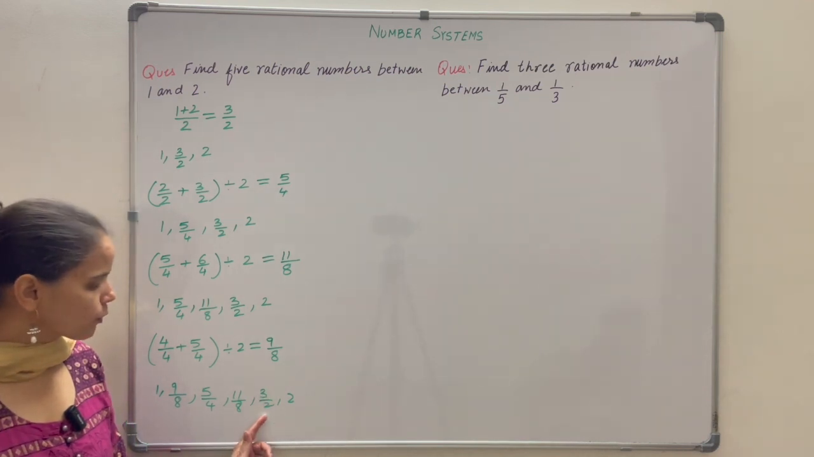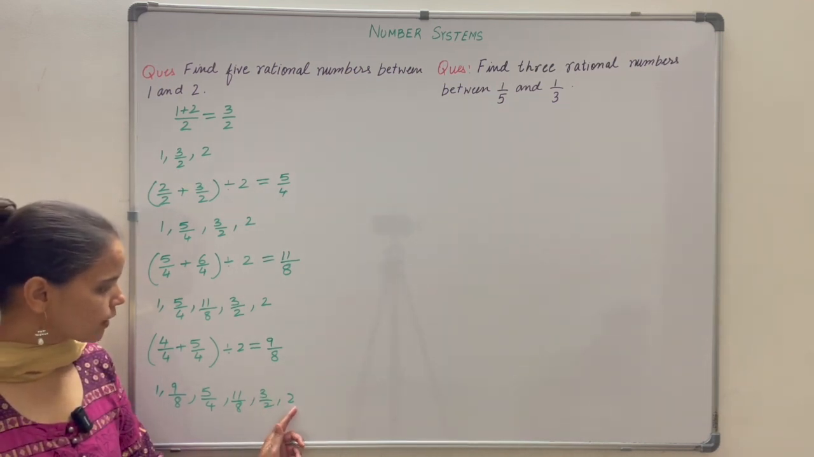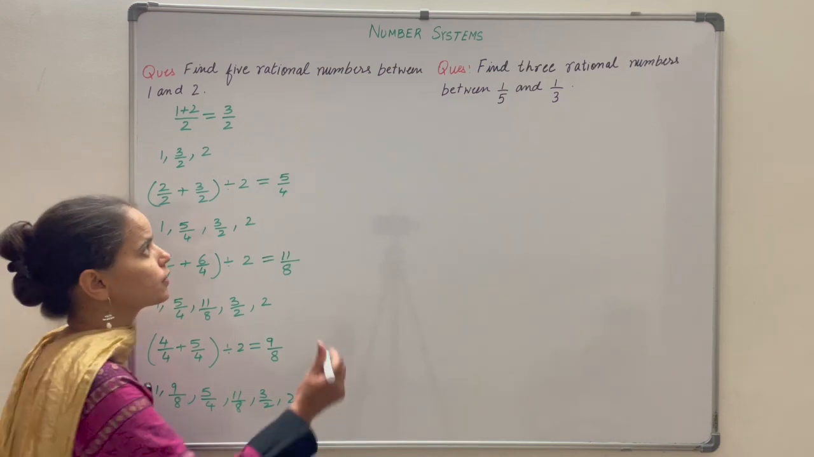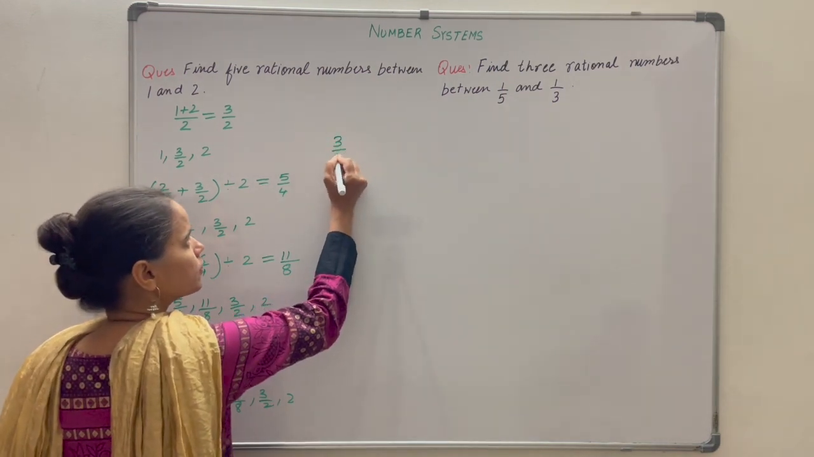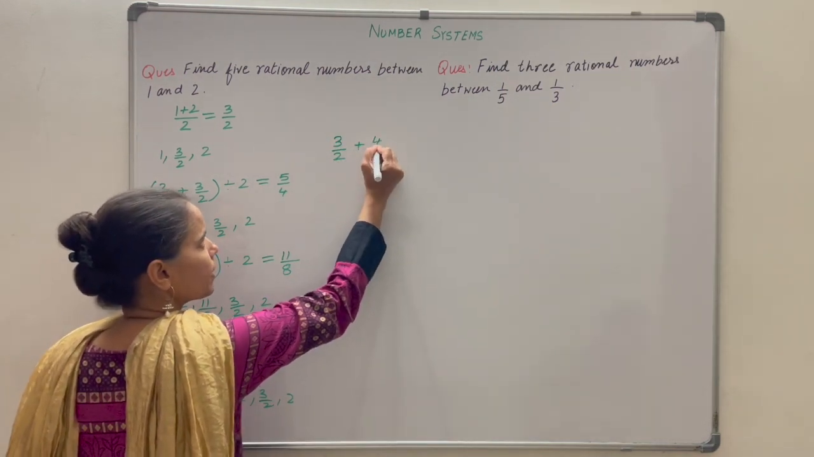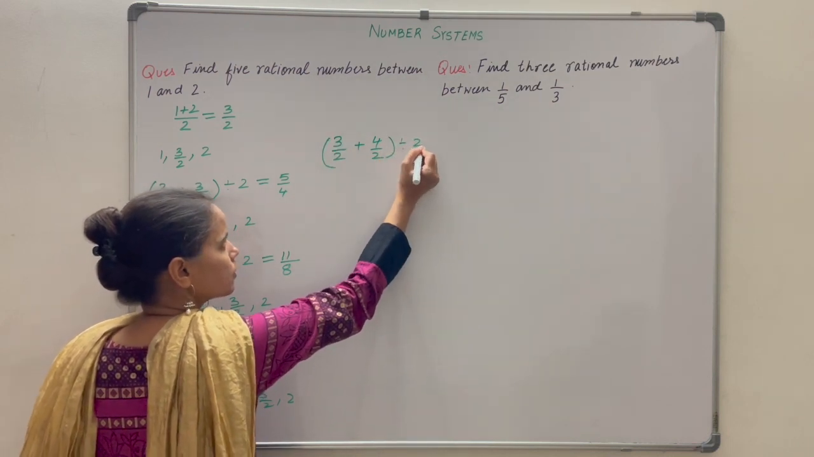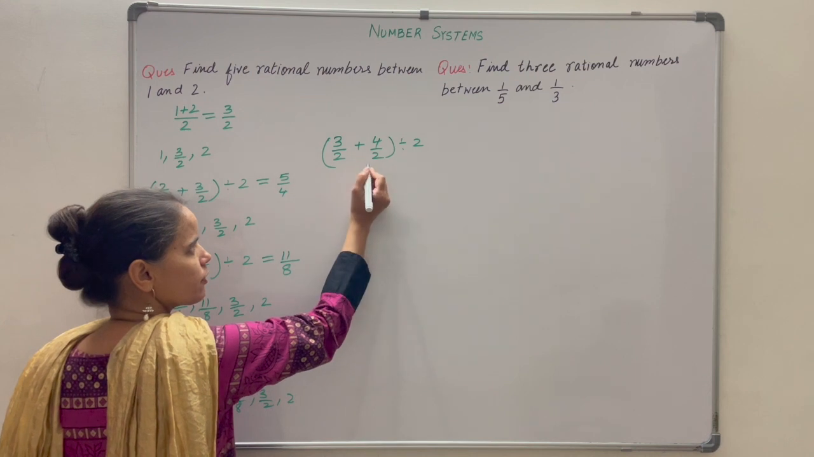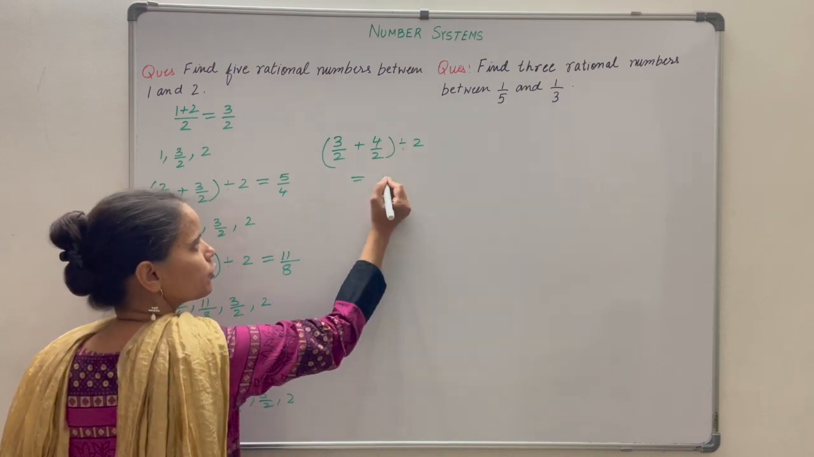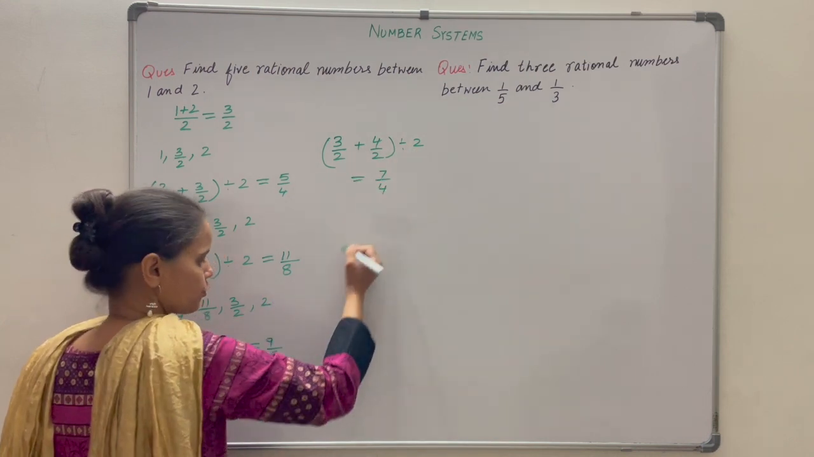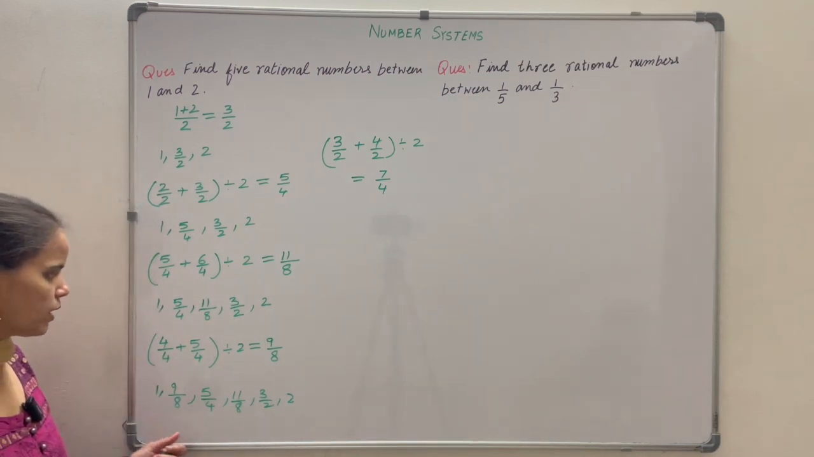So 3 by 2 I am going to write down as it is, and 2 I will write down as 4 by 2. So this is 3 by 2 plus 4 by 2 divided by 2. So 3 plus 4 is 7. 7 by 2 divided by 2 gives you 7 by 4. So we have got 5 numbers between 1 and 2.